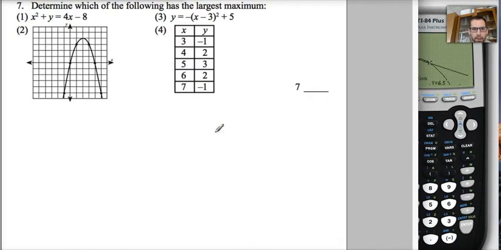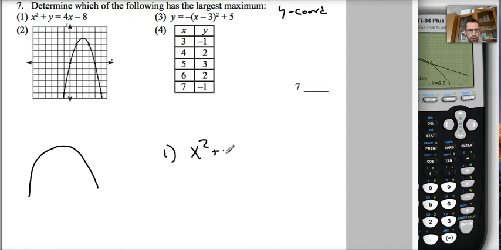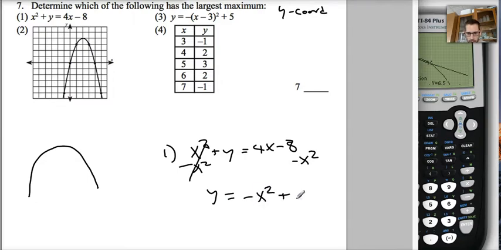Okay. Determine which of the following has the largest maximum. Well, maximum is always going to be a y-coordinate, right? Because you're going to have parabolas that go up, and they're going to have a maximum. So this first one, I'm going to do number 1 over here. X squared plus y equals 4x minus 8. Well, I've got to subtract x squared from both sides to graph this thing, and I get y equals negative x squared plus 4x minus 8, and I'm just going to graph it.